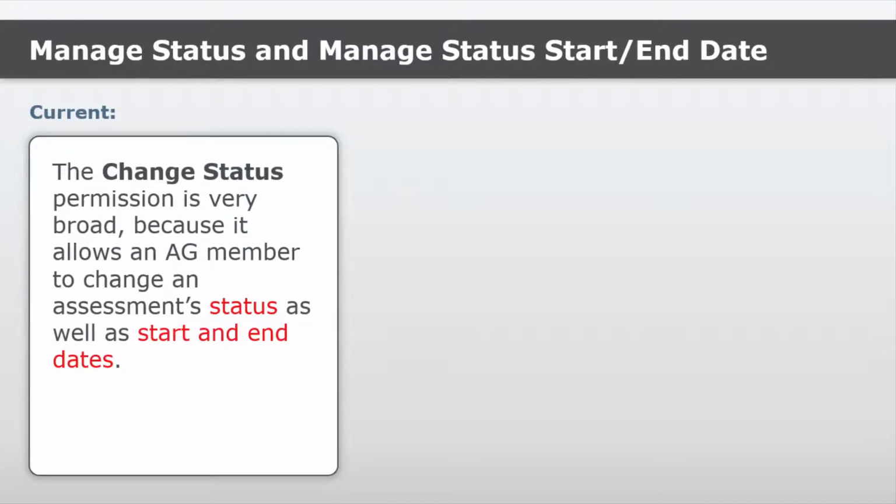When a buyer organization's users are part of an assessment group, meaning they're a member of that assessment group, the user rights assigned to each user determine what they'll be able to manage or control in the assessments that are created by the AG. The current change status permission is very broad in that it allows the AG member to change both the assessment status as well as the dates. It does not allow customers to choose whether or not they'd like an AG member to change the status only, the dates only, or both the status as well as the dates.